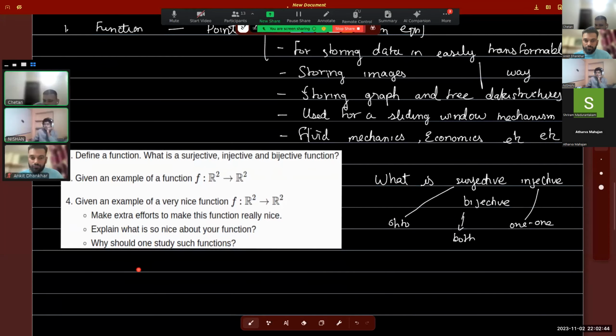Can someone unmute themselves and just explain to us what a function is first, then move on to what are surjective and injective functions? I know all of you know, it's just for the sake of completeness.